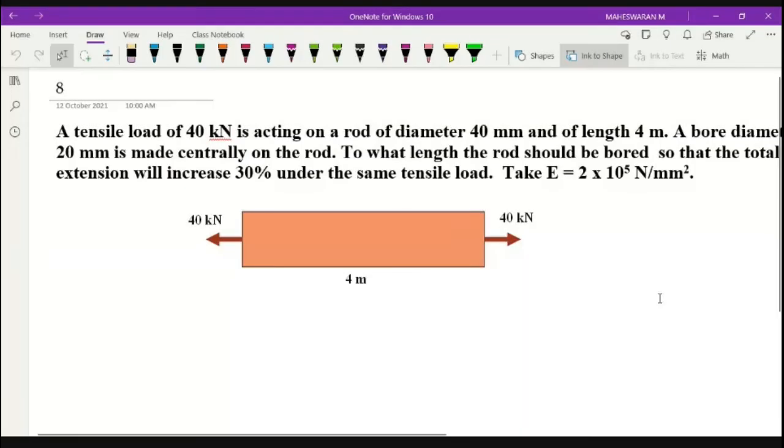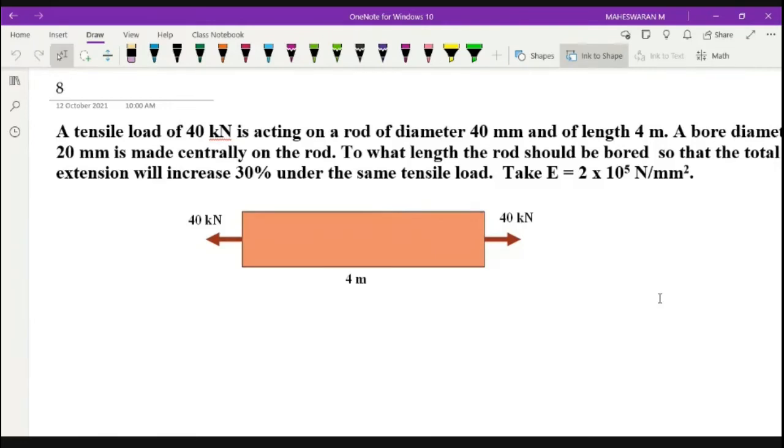Okay. So you have a tensile load of 40 kilonewton acting on a rod of diameter 40 mm. The length of the rod is around 4 meter. What they are saying is, if they make a hole of 20 mm at the center of this rod, what will be the length of the hole so that you will get a 30% increase in its extension. So to solve this problem, first I have to know what will be the extension for this particular rod.